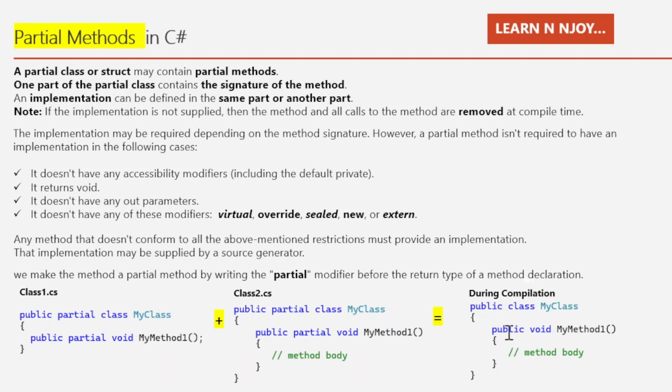If you see this method, it has the method signature and also the method body. This class is not a partial class, but a normal class, and this method is not a partial method. It's a normal method that has the method signature and the method body altogether, right? So that's how partial methods are declared and implemented in C#.